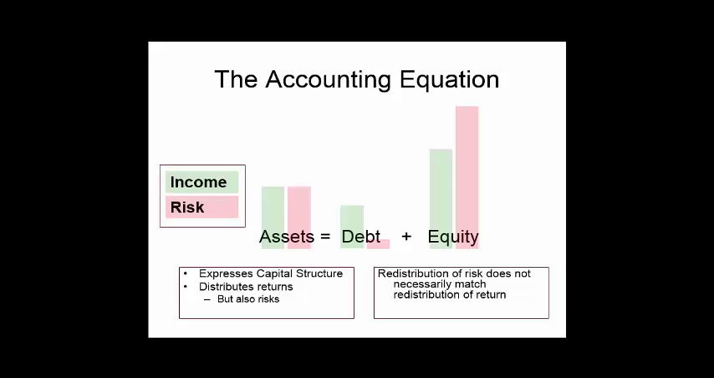What we can see from this simple diagram is that the capital structure expressed through the accounting equation also distributes income and risk. But the important thing to be mindful of is that the redistribution of risk does not necessarily match the redistribution of return. That is, the relative effectiveness of the use of debt is something that needs to be carefully considered and strategically managed in order to be effective.